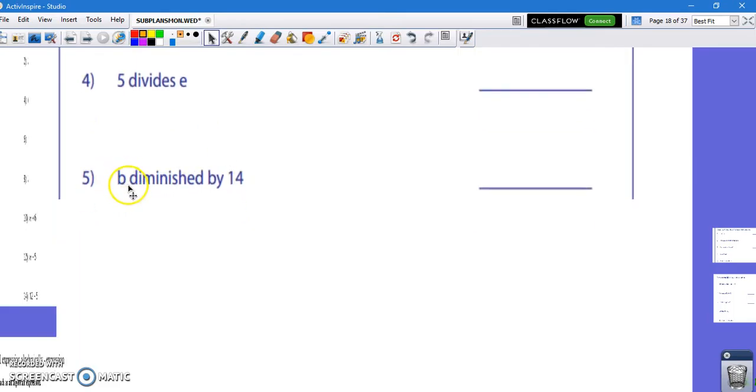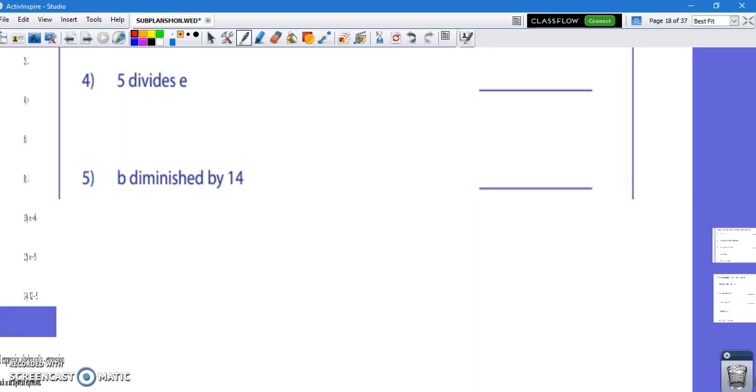Number 5, d diminished by 14. Diminished, and this word by means it's going to be at the second half of your statement. So that 14 is actually at the end of the statement, putting d in the front. So yes, now you have d diminished by 14. Okay? So that's up to question number 5. There's 10 problems on that first page, so you only have 5 left to do for yourself.